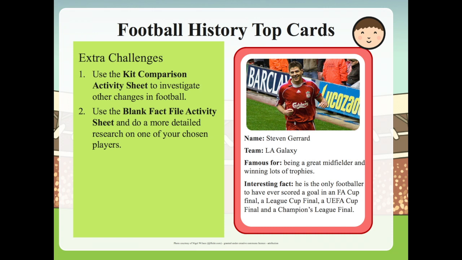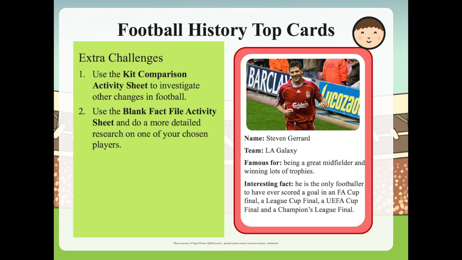Fancy an extra challenge? Extra challenge number 1. Can you use a kits comparison activity sheet to investigate other changes in football? When you look at this sheet, there'll be a photo of a football player from 1910 and a photo of a football player from modern day football. Can you see what is similar and what is different between both of those, and have a go at filling it in on your sheet? There's a table for you to use to fill in what you find out.